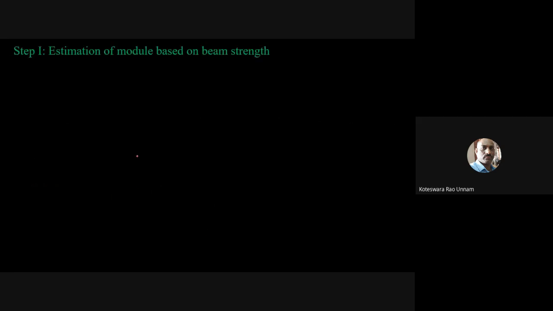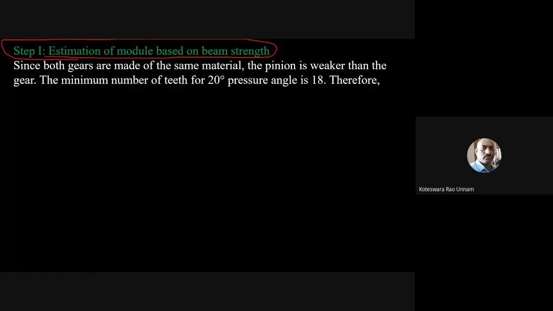The first thing is you need to estimate the module based on the beam strength. The Lewis equation is nothing but your beam strength. So you need to estimate the module based on this beam strength. For that, first you need to identify the weaker one. Since both gears are made of the same material, the pinion is weaker than the gear.